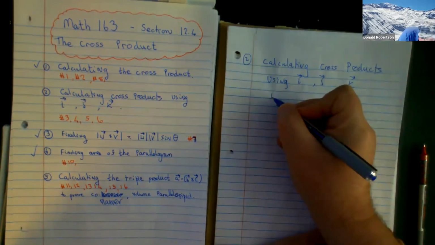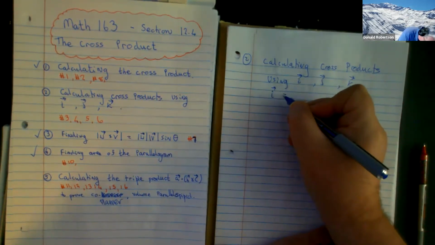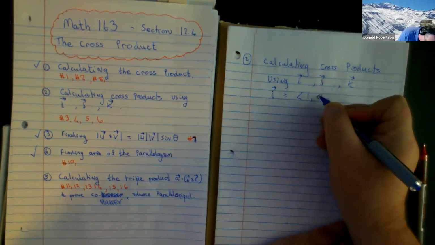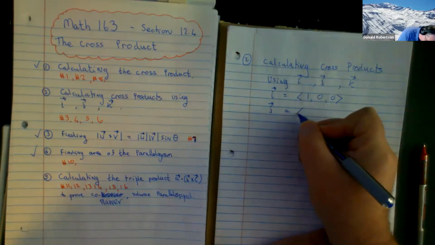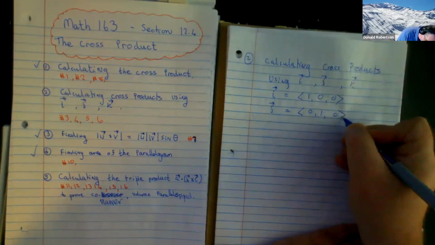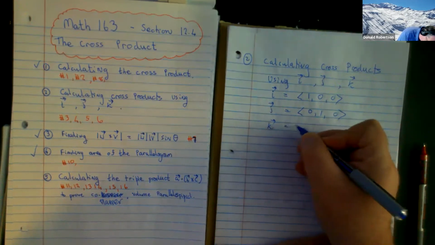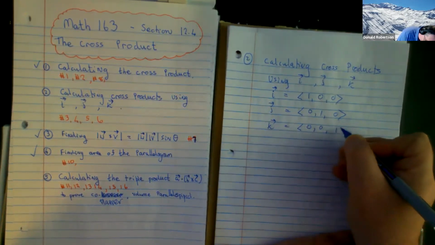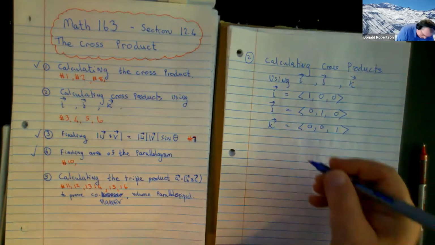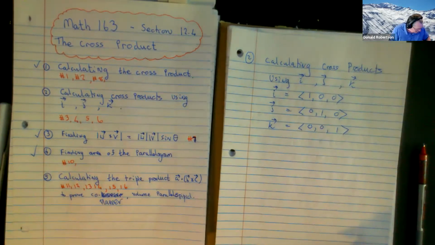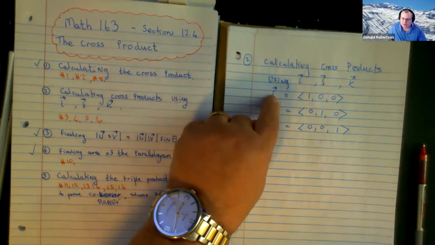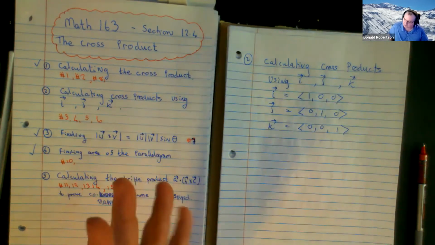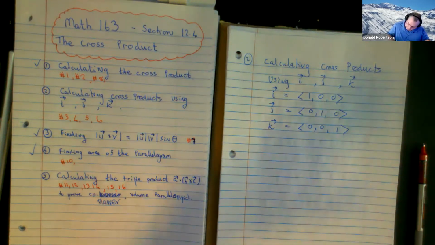In case you need some reminding, these are sometimes called basis vectors. I is the vector going 1 in the x direction. J is the vector going 1 in the y direction, and k is the vector where you go 1 in the z direction. And we are going to look at the cross product of any one of these with any one of the other two, right? And then we're going to put them all together and do a little kind of algebra.